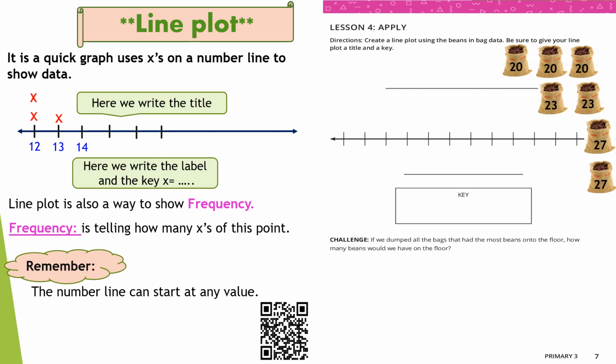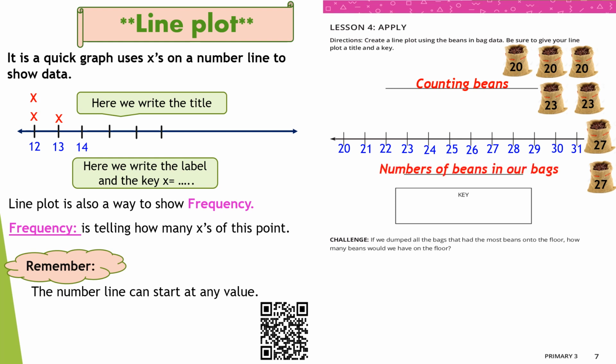So what are we doing now? We are counting beans. So this is our title. And we will write our numbers. We can start at any number, so we can start from 20, no problem. 20, 21, 22, 23, and so on till 31. Let's start to put the label.